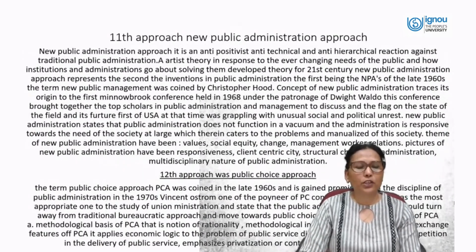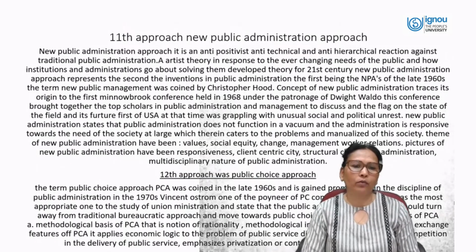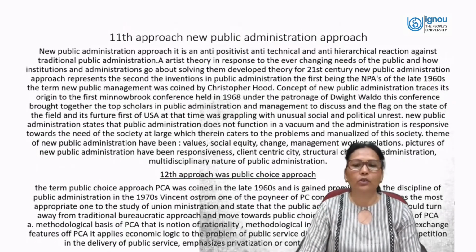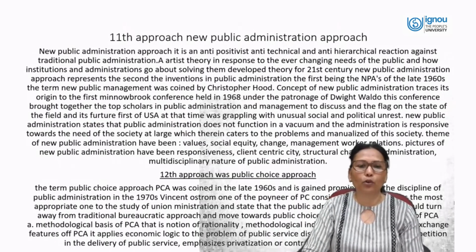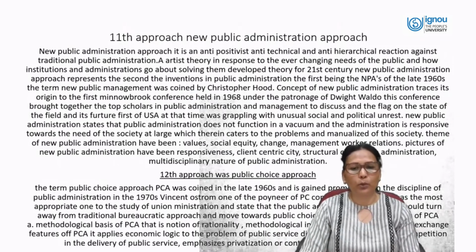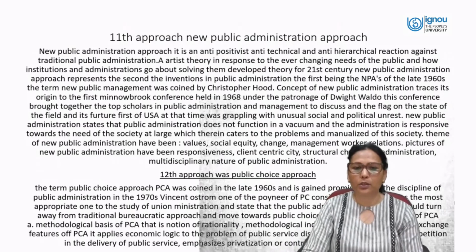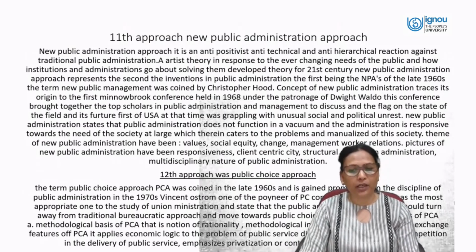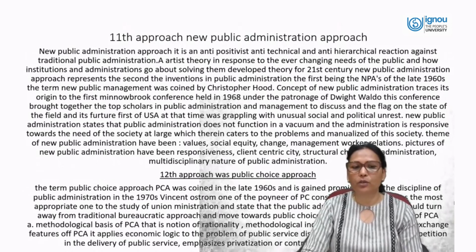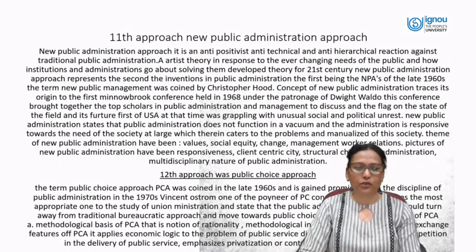The new public administration approach was coined by Christopher Hood. The concept of new public administration traces its origin to the first Minnowbrook Conference held in 1968. Values, social equity, change, management, work, and relations are features of new public administration as responsible. Client-centricity, structural changes in administration, and the multidisciplinary nature of public administration were there in the new public administration approach.